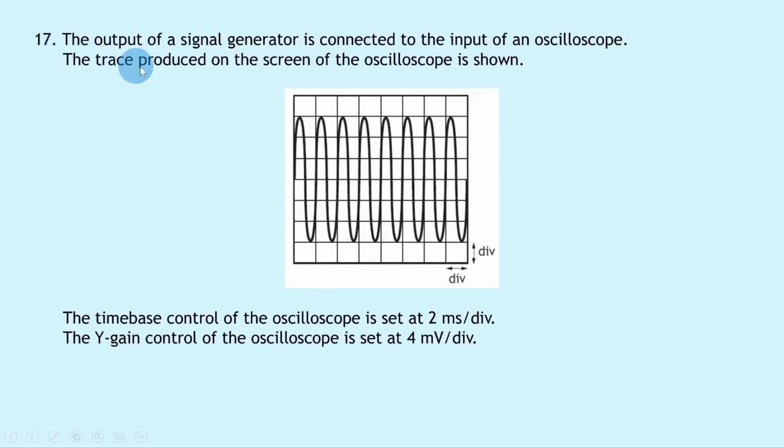Question 17 says the output of a signal generator is connected to the input of an oscilloscope. The trace produced on the screen of the oscilloscope is shown. So we've got lots of waves here on the oscilloscope screen, and we've got each box representing a division here. It says the time-base control of the oscilloscope is set at 2 milliseconds per division, and the Y-gain control of the oscilloscope is set at 4 millivolts per division.